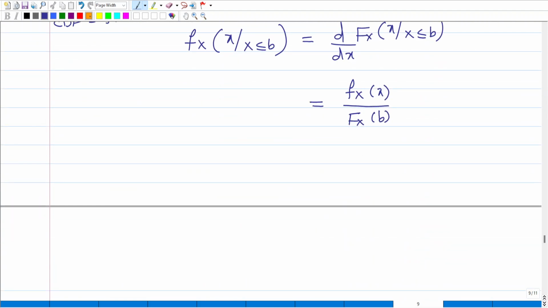Now let us see case 2. This time let's take x greater than or equal to b. Now this time, the event x less than or equal to b will be a subset of x less than or equal to small x.